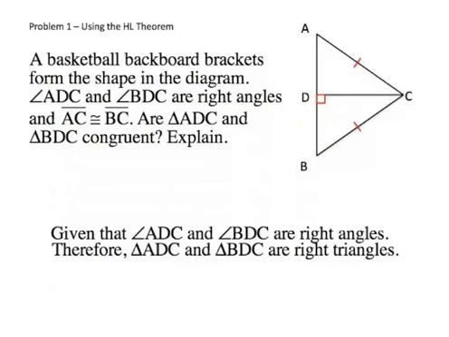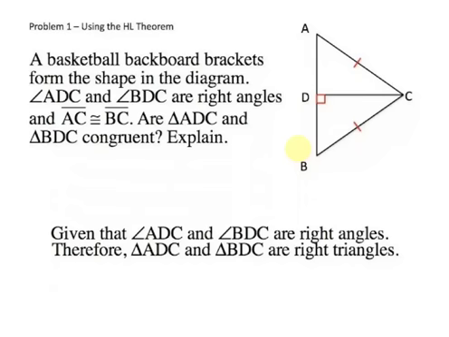Okay, so the problem says that a basketball backboard's brackets form the shape in the diagram, right over here. And that angle ADC and angle BDC are right angles, and that segment AC and segment BC are congruent. And the question is, are triangles ADC and BDC congruent? And explain.